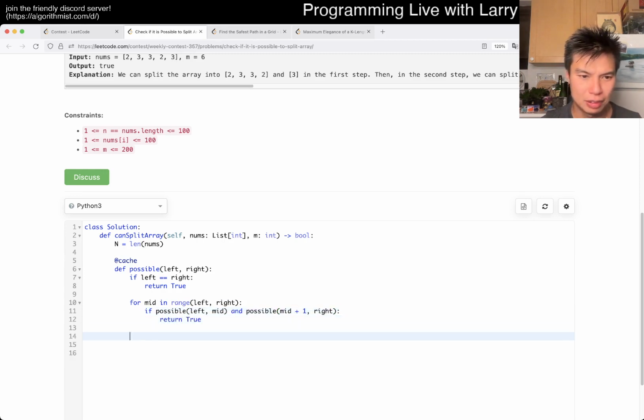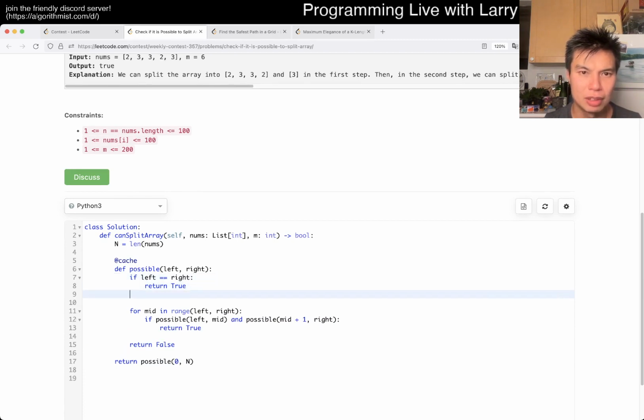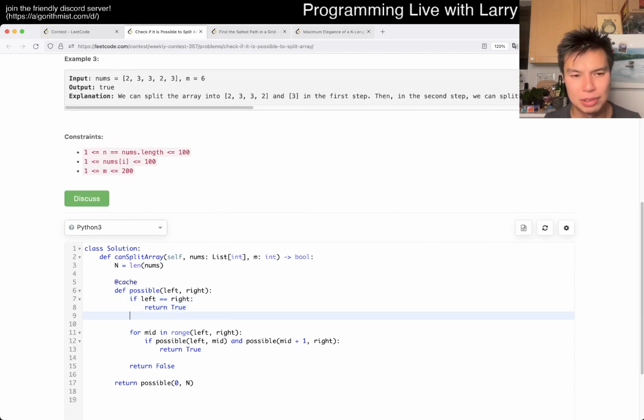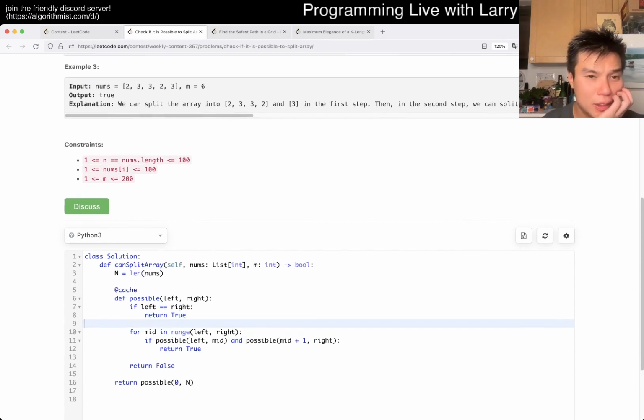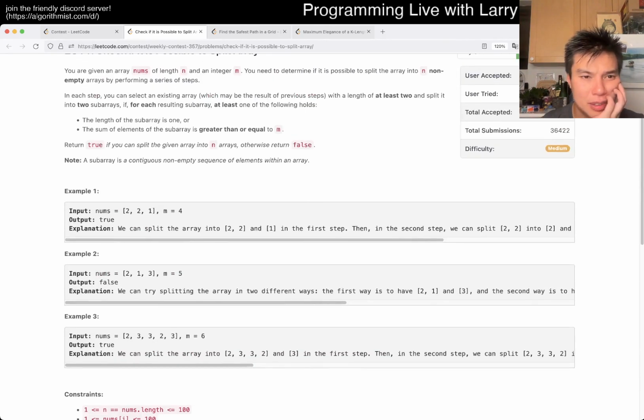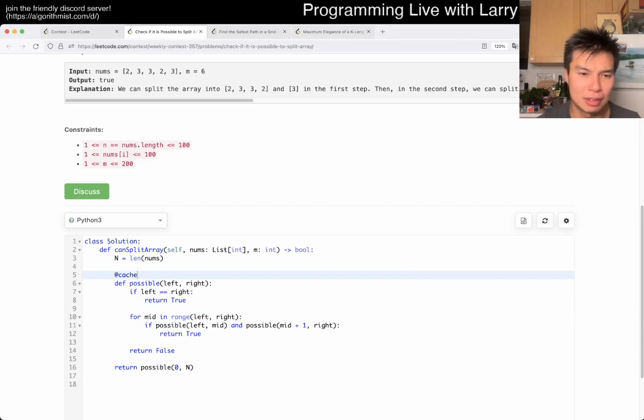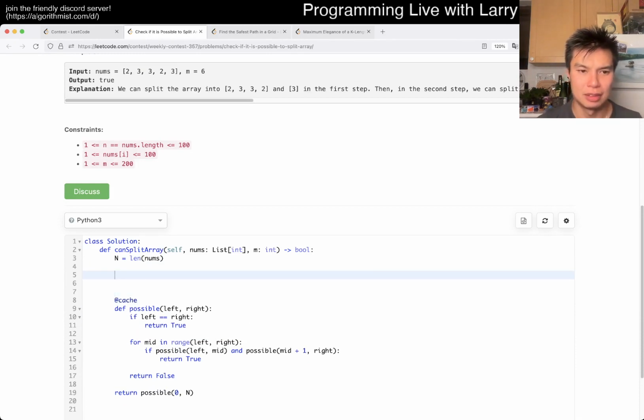Return true. I'm missing something, am I? Basically, okay, one element is true. I have to do, I'm missing something. I have to check the M, the sum of the subarray. Okay, fine. I know I'm supposed to do a prefix sum, right? Okay, fine.